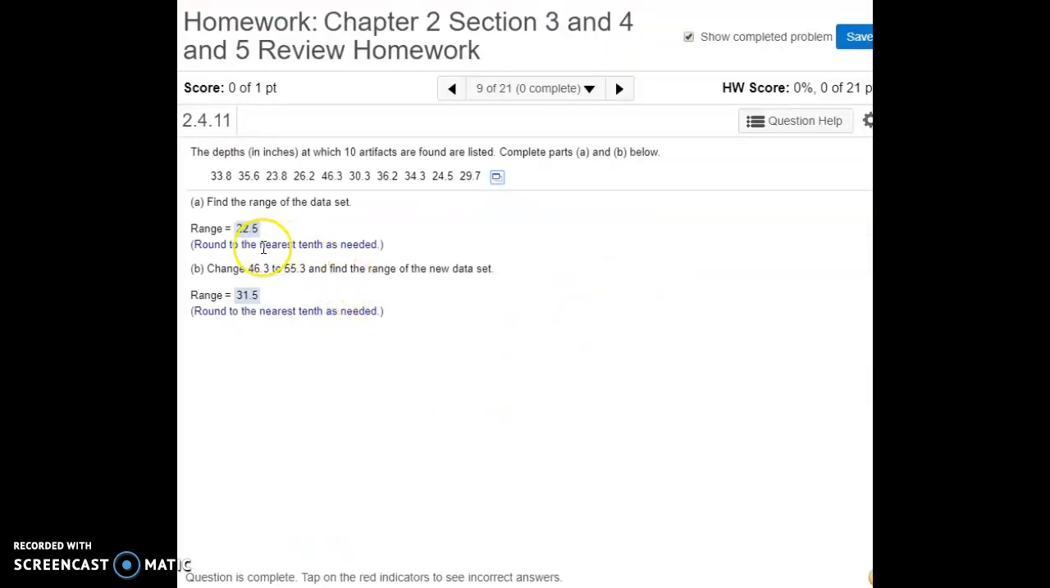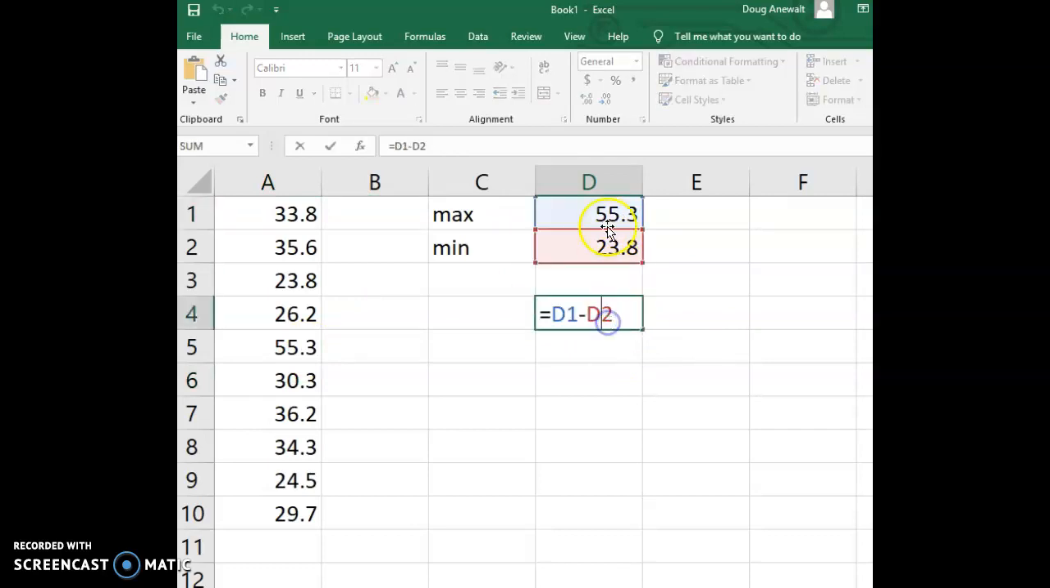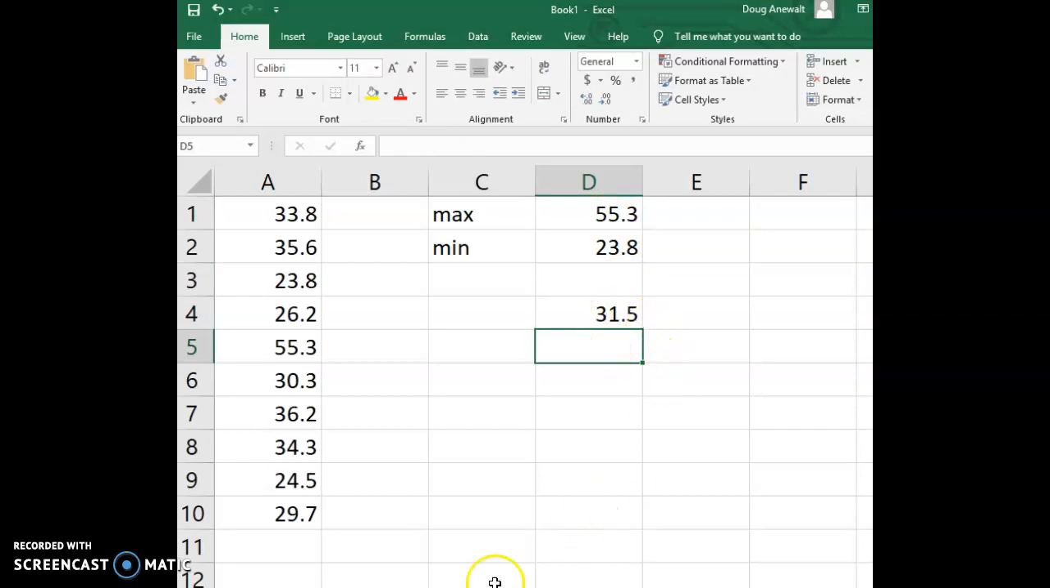The problem wants us to change one of the data values and see what the new range will be. So we're changing 46.3. So changing our max here, we're changing it to 55.3. And the nice thing about having the formulas in Excel is the max is going to update automatically. And then our subtraction, it's still written in there, so it updates and we get our new range of 31.5.